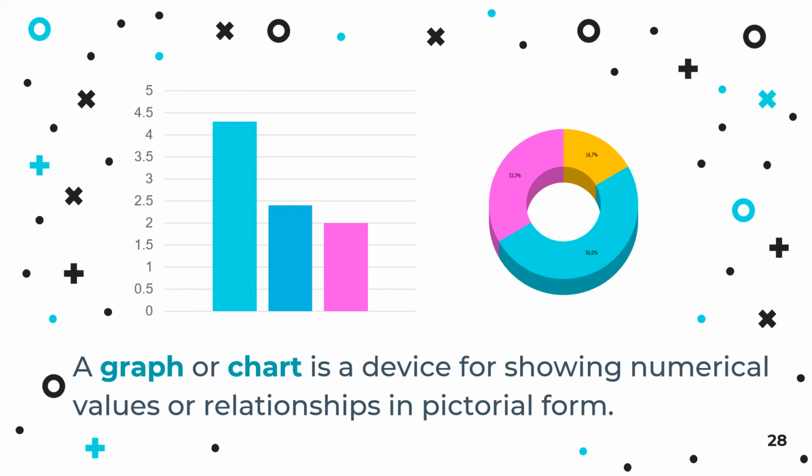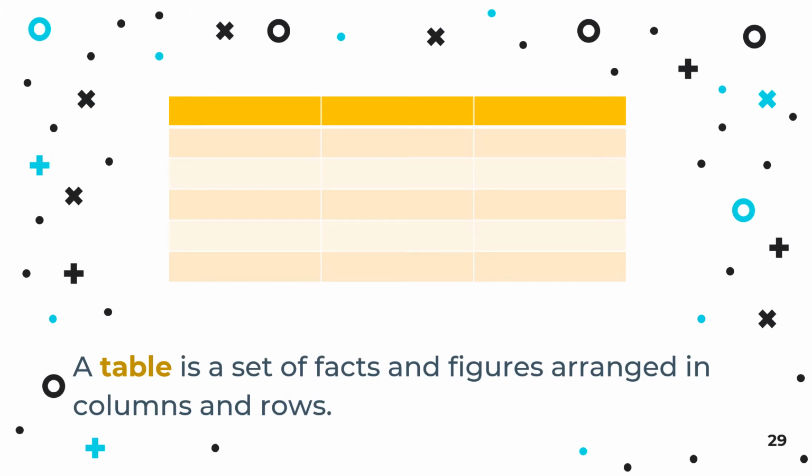You don't need to read paragraphs or read text. Right away, when you see the picture with labels, you already know the information that you would like to find out. A table, on the other hand, is a set of facts and figures arranged in columns and rows. When we say facts, it refers to text. So unlike charts or graphs, here in a table, you can include words or phrases describing the figures that you have arranged in your columns and in your rows.